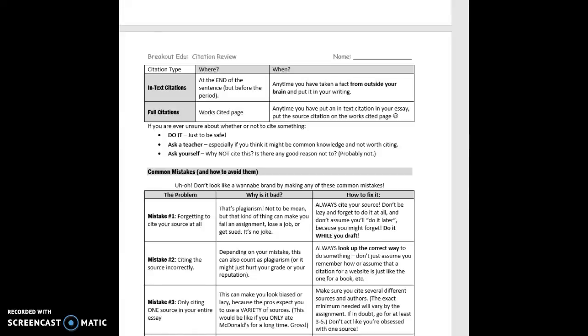Hey everybody, we're going to talk about in-text citation. You should have just finished up Station 1, where you reviewed how to make a source citation, a citation sentence that goes at the end of a paper or project in your works cited page. And now we're going to talk about parenthetical or in-text citation.